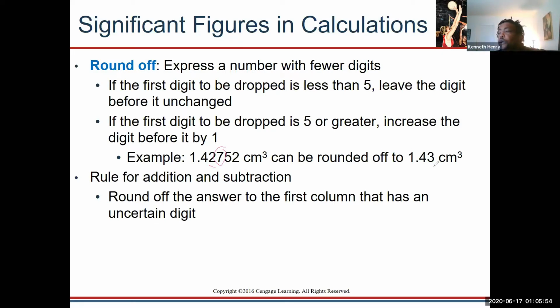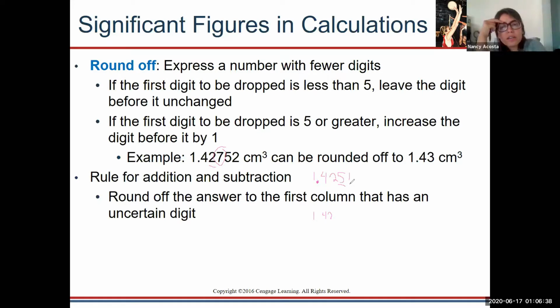Piece of cake. So what happens if it's exactly 5 and there's nothing after it? So let's say it was 1.425, and there's nothing after this, and we're doing 3 significant figures. You would still round it up because it's 5 or more? Actually, no. In this case, you would round it down. It would be 1.42. If there was a single digit after that, then we would round up, because that little digit pushes it over the edge.